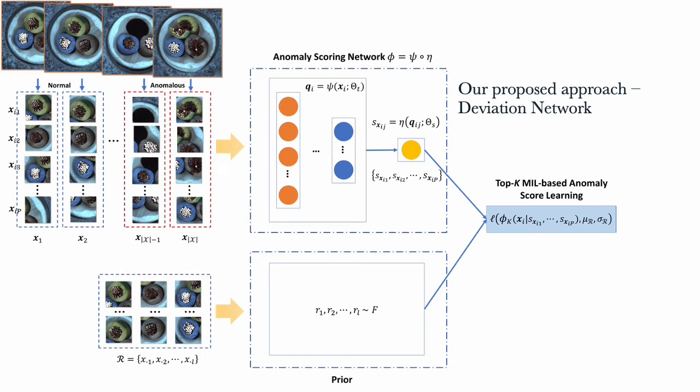And the use of this multiple instance learning based deviation loss enables the network model to learn more generalized representations than the holistic deviation loss, and this can lead to significantly reduced false detection errors, as we demonstrated in the experiments of our paper. So this is the overall pipeline of the proposed deviation network.